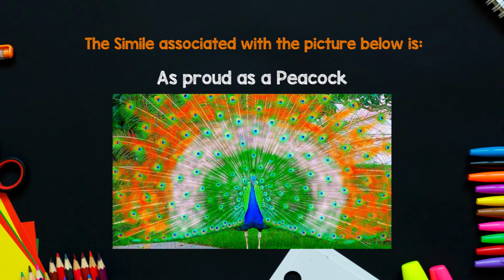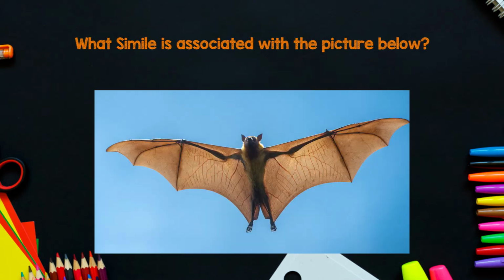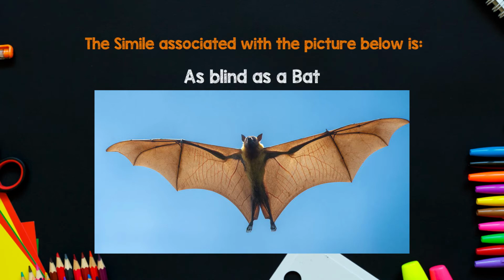Definitely, boys and girls. The simile is as proud as a peacock. Let's look at this picture. Here we can see a bat. What simile is associated with this animal? Yes, the simile here would be as blind as a bat. If you have that, you are well on your way to understanding similes.